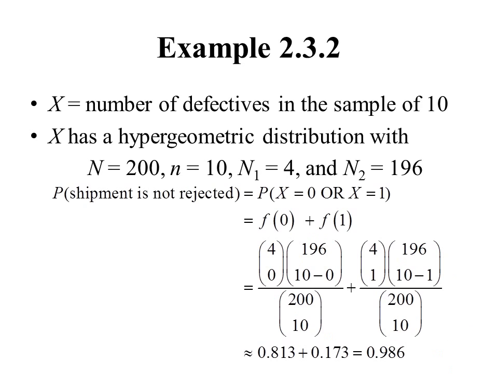And then we do that arithmetic on our calculator. We get those numbers, add them together, and we get our probability of 0.986. Okay. So there's about a 98.6% chance that our shipment will not be rejected.